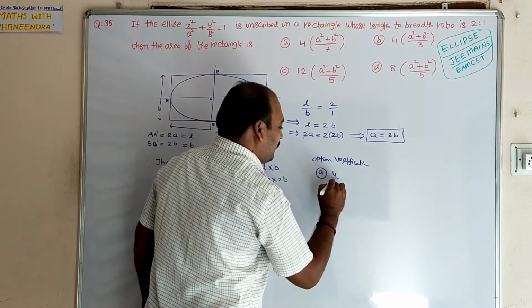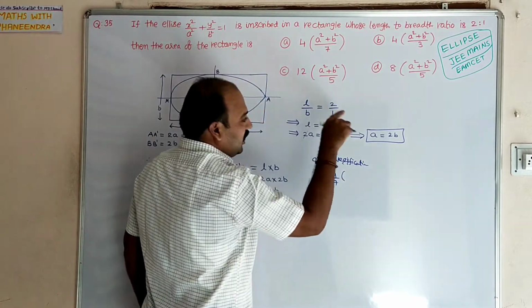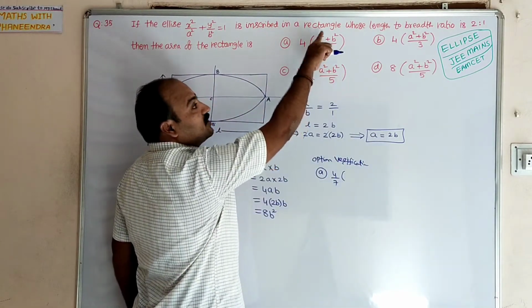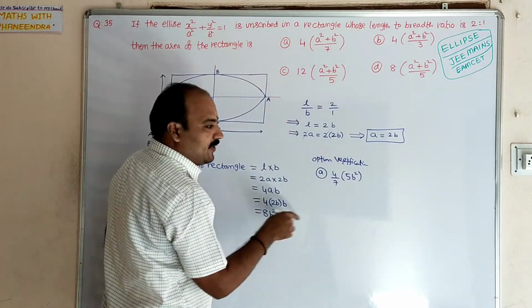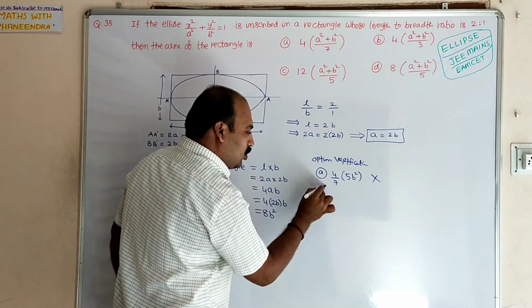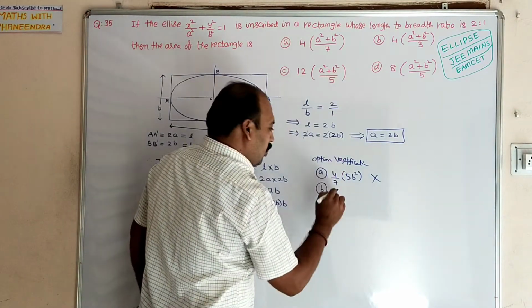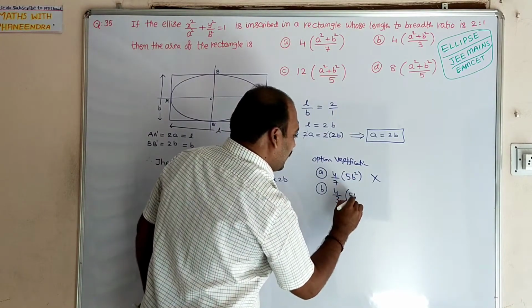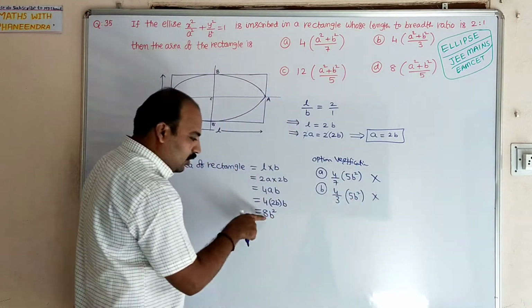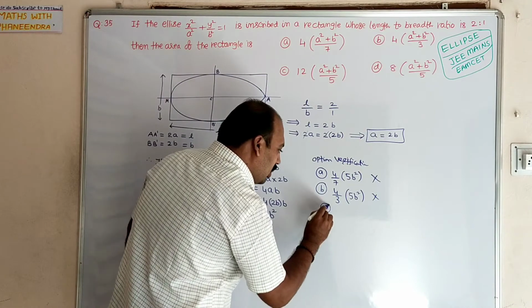Like this way you can write it now. 4 by 7 into A value is 2B. 2B whole square. 4B square plus B square, 5B square. It is not equal to 8B square. So first option is not correct. Go to the B option. 4 by 3 into, again A square plus B square means 5B square. This is also not equal to 8B square. Go to the third option.